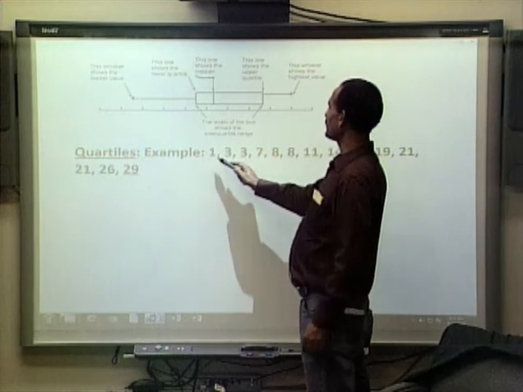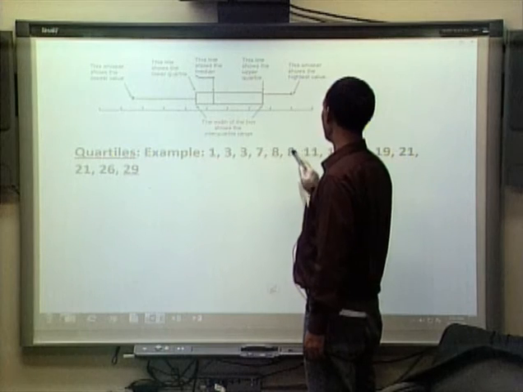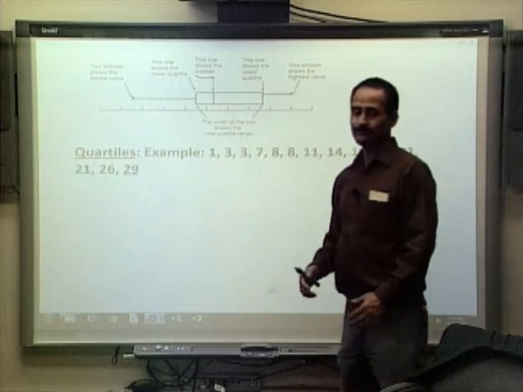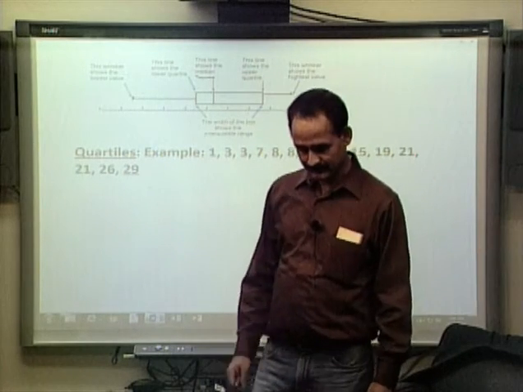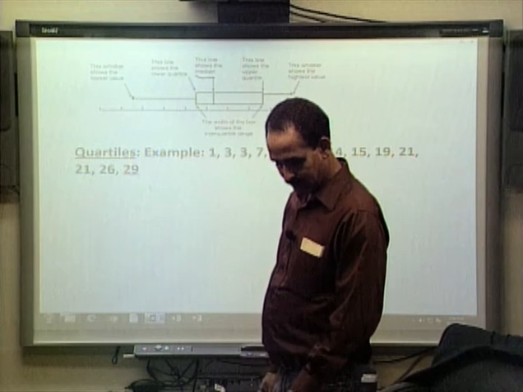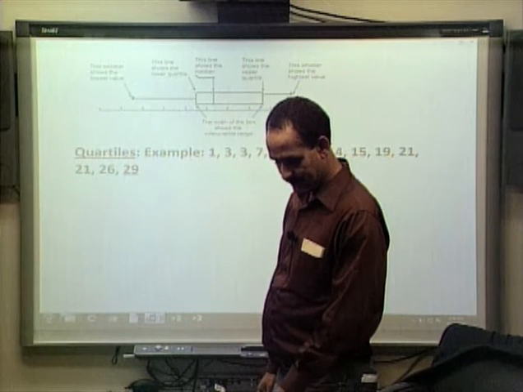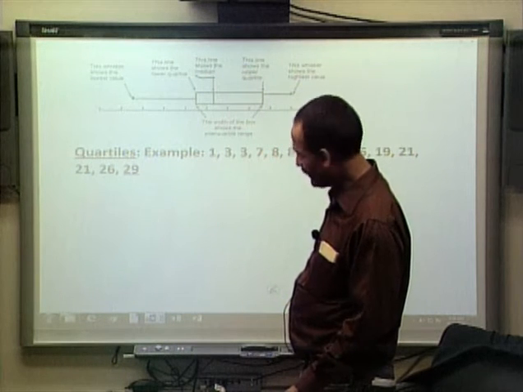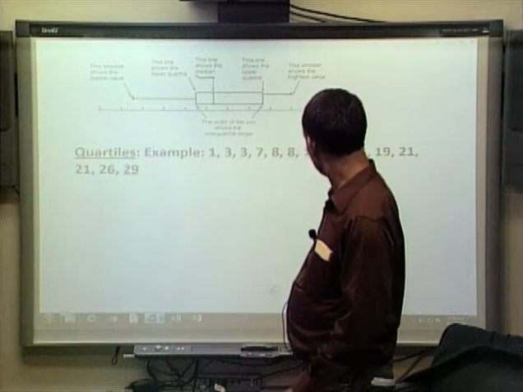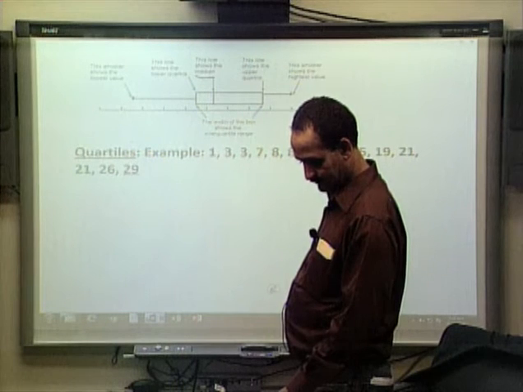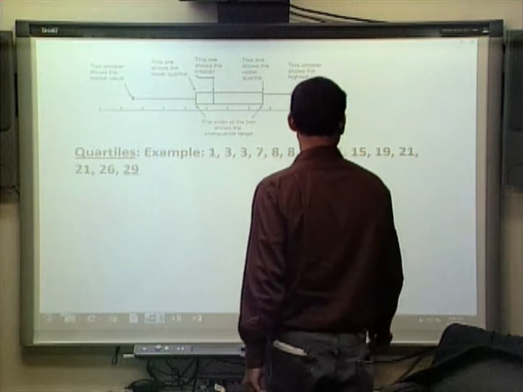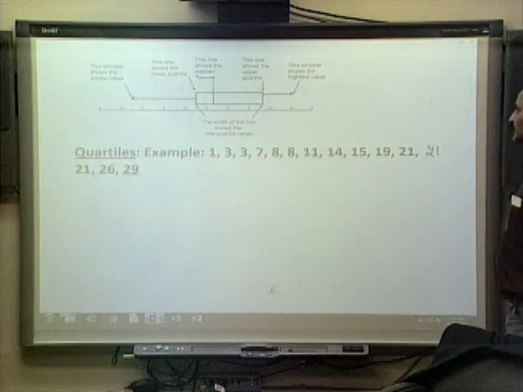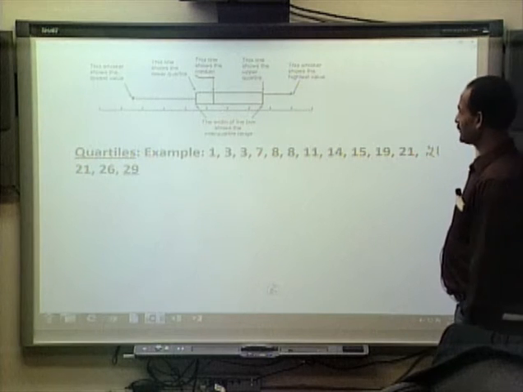Let us count how many observations we have. 1, 2, 3, 4, 5, 6, 7, 8, 9, 10, 11, 12, 13, 14. There are 14 observations. Let me add one more observation, 21, to make it 15, so things will be easier. So, there are 15 observations.